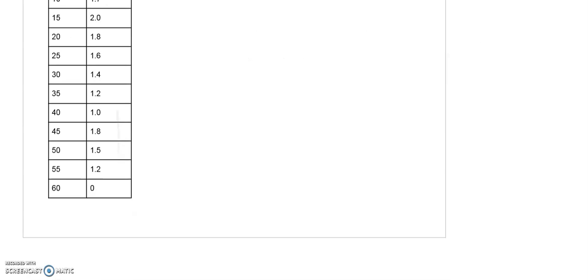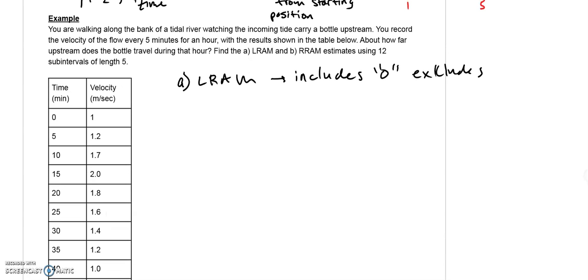And so if we look at the LRAM, okay. Now remember, LRAM, that includes the first. So in this case, 0, but excludes the last, which in this case is 60 seconds. All right, so when we set these up, you're going to begin at 0. Go ahead and try this on your own.